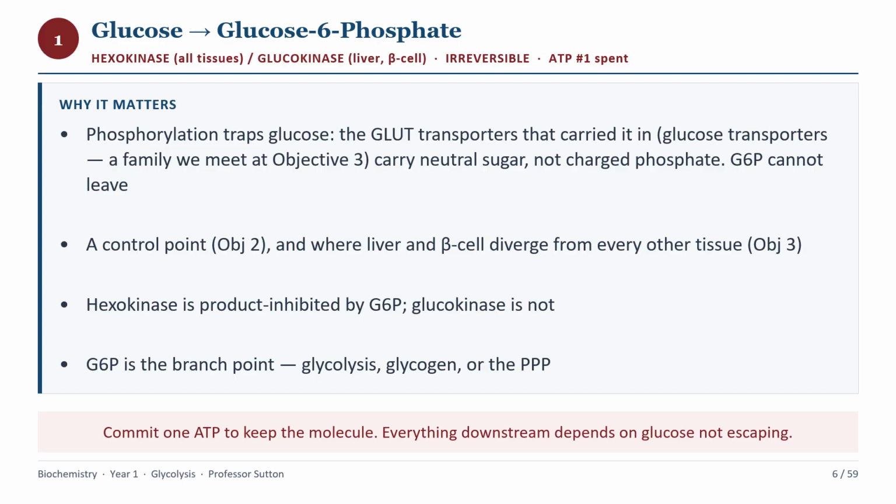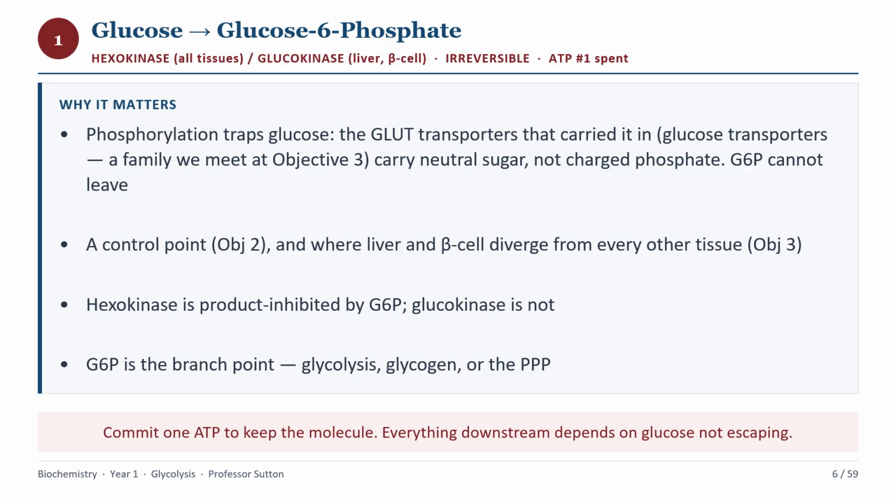One kinetic footnote you will meet again. Hexokinase and glucokinase catalyze the identical chemical reaction, but they are regulated in opposite directions and live in different tissues. Hexokinase shuts itself off when the cell is full. Glucokinase does not. The liver keeps taking up glucose after a meal for as long as the portal vein keeps delivering it. Its activity is instead restrained by a separate glucokinase regulatory protein that sequesters the enzyme in the nucleus when glucose is low and releases it when glucose rises.